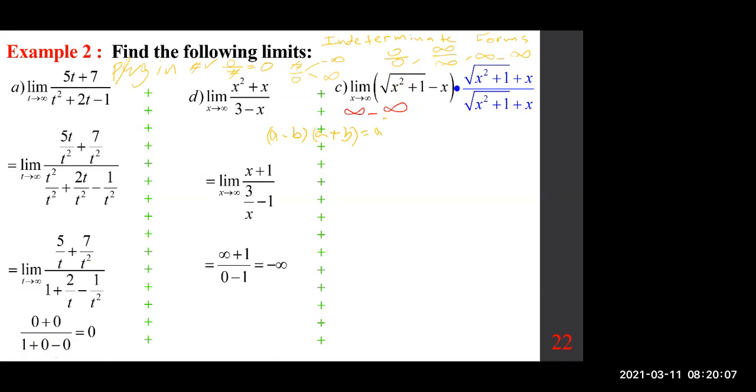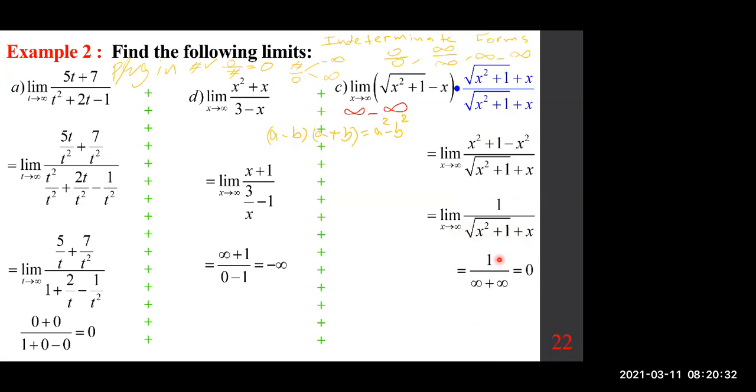Resulting in a squared minus b squared, right? Which means this piece comes out minus x squared, and you write the denominator. So x squared cancels out negative x squared. And now if you plug in infinity, this is infinity. Remember, square root of infinity is infinity. Infinity plus infinity is still infinity, and the result is 0.